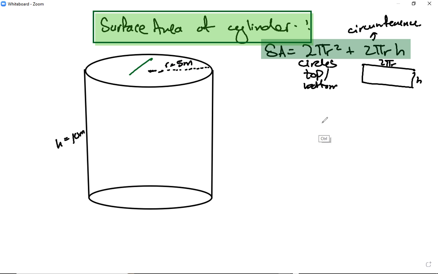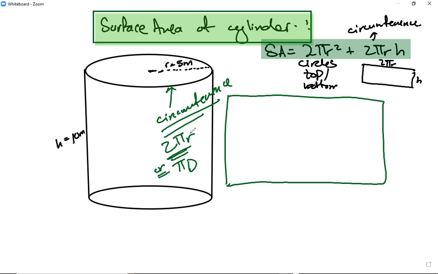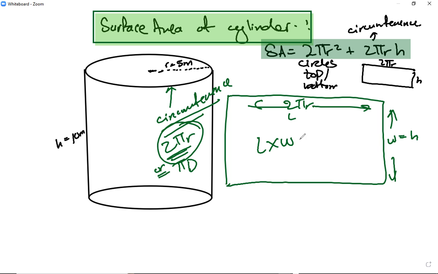Okay. The second part, remember, is if you unravel this into a massive rectangle, then this top part here, which is your circumference, is given by the formula 2 pi r, or even pi times diameter. That's the formula for the circumference, which you need to know. You then have 2 pi r, which is your length, and your width is going to be your height, which is h. So length times width.